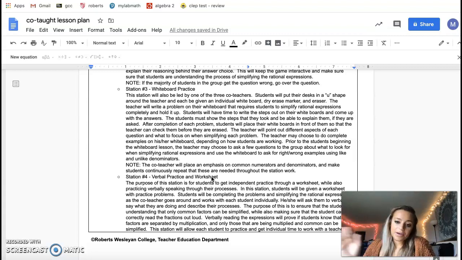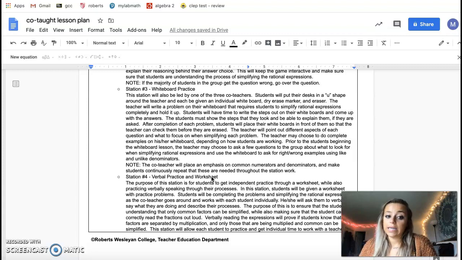So like, why did you do this step? What were you thinking? Why'd you cross that out? Why'd you cancel this? Is that a common factor? The teacher will point out different aspects of each question, and sometimes ask students to explain their thinking in that small group.